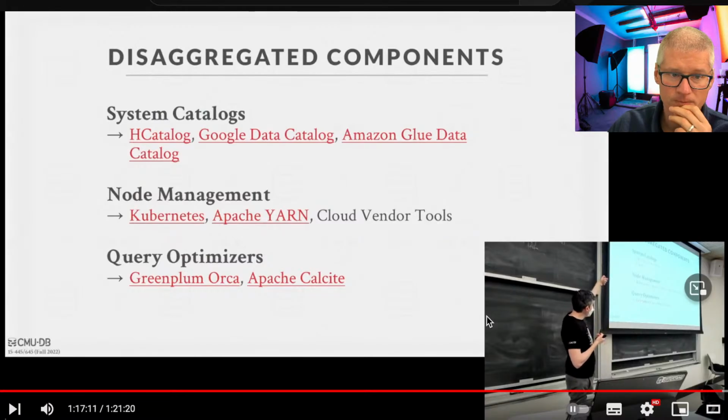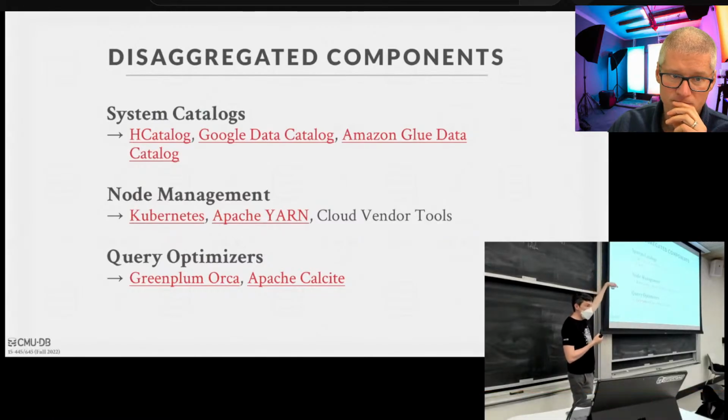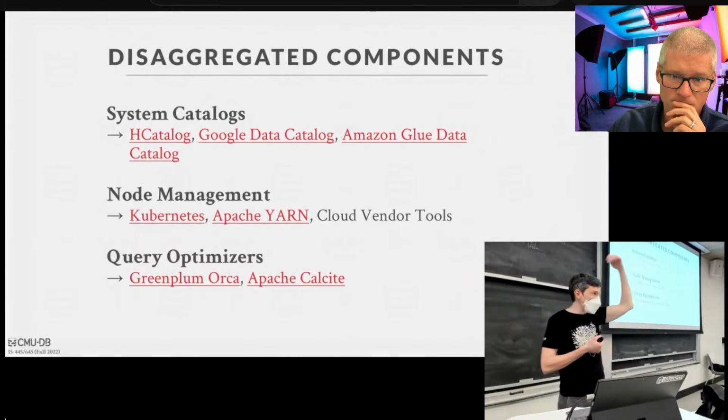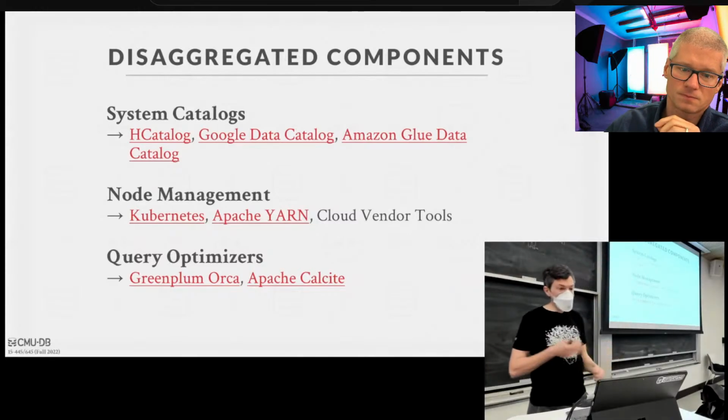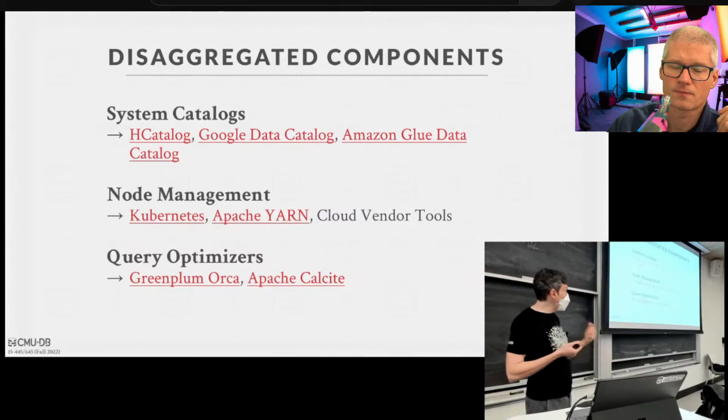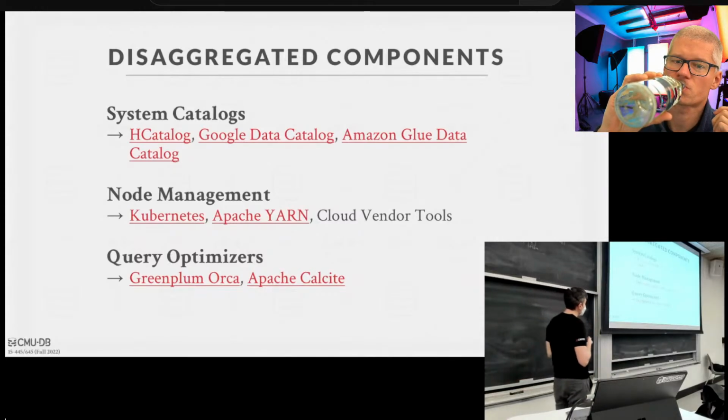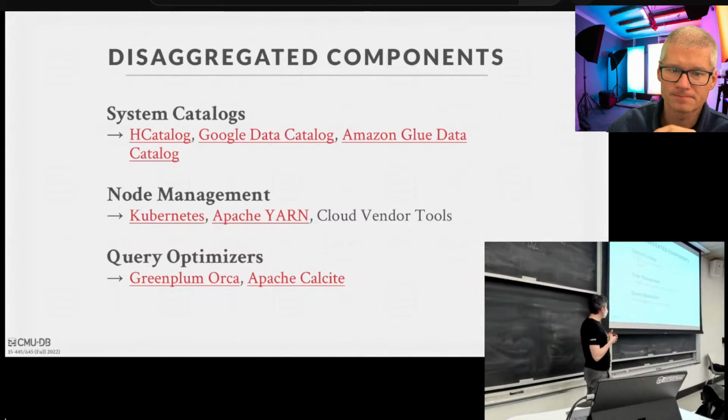The other things that we've talked about so far is how to break up the system even further. We talked about system catalogs. HCatalog is the most common one that came out of Hive. Again, I think it's the metadata about the data, like where the data is located, what format it's in, potentially some additional statistics. But Google and Amazon and Microsoft have their own catalog services. To run the nodes, Kubernetes is the hottest thing now. It's a de facto standard, so everyone uses that. Then the cloud guys have their own stuff.